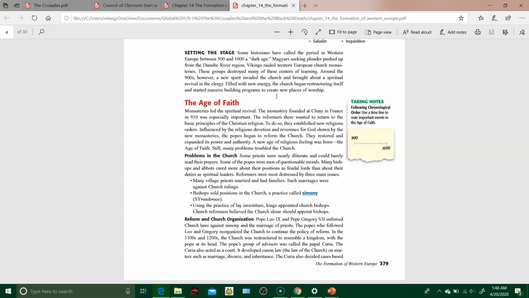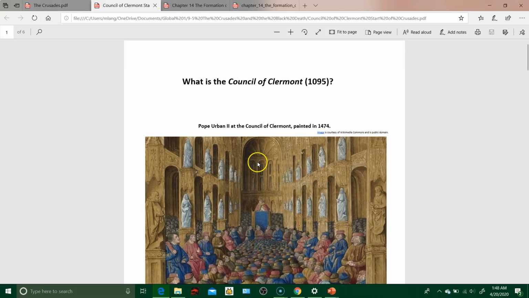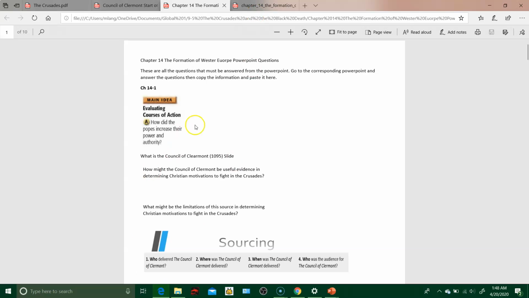Let me summarize everything so you know. Make sure you do the assignment, the Council of Clermont. You're doing this assignment for homework. As I said before, the notes are not going to be due until the end of the chapter, but I'm giving you a heads up now that this is what the notes are going to look like. And lastly, I talked about how we will be doing quizzes and tests.